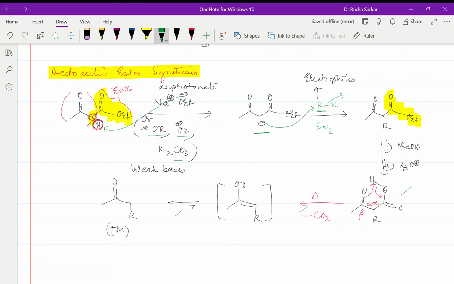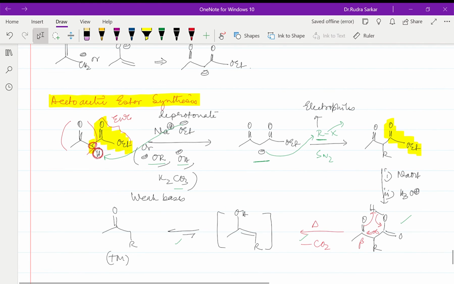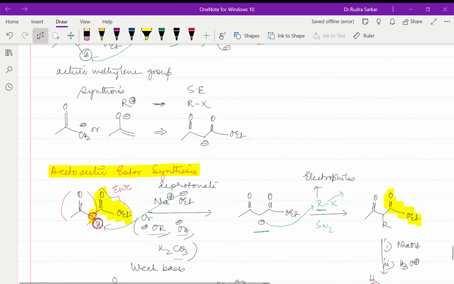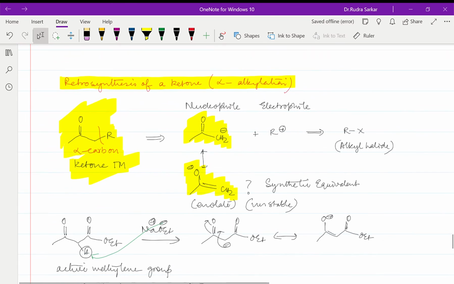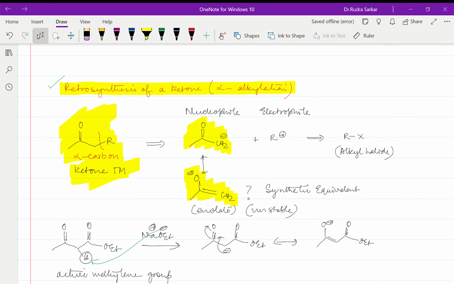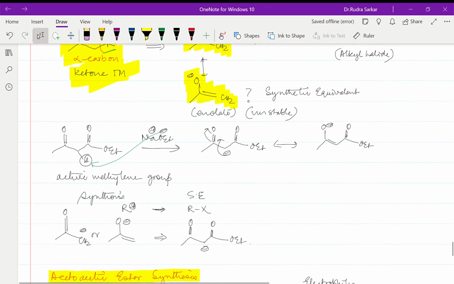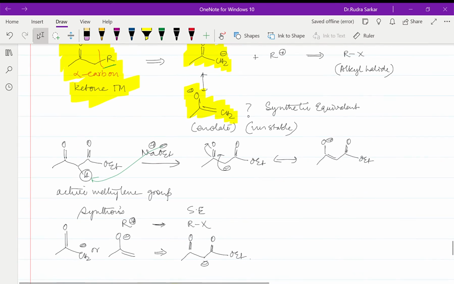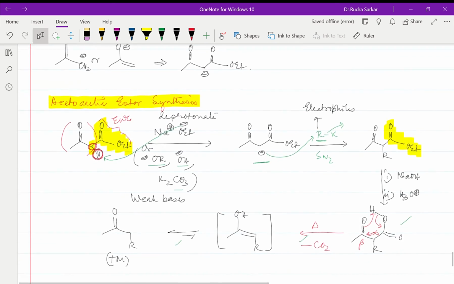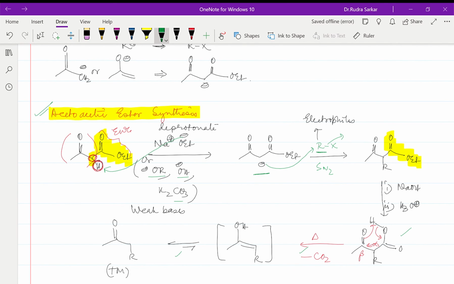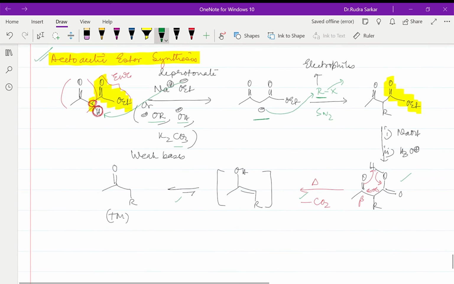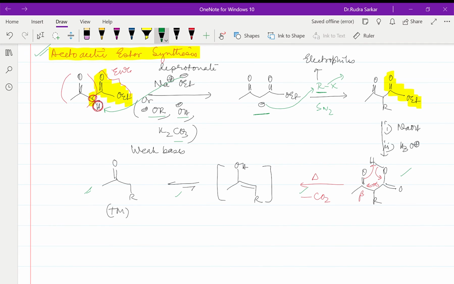So that is how we have learned a procedure by which we can do retrosynthesis of ketones that are alkylated in the alpha position, and how to synthesize them using the strategy of acetoacetic ester synthesis to get the target molecule.